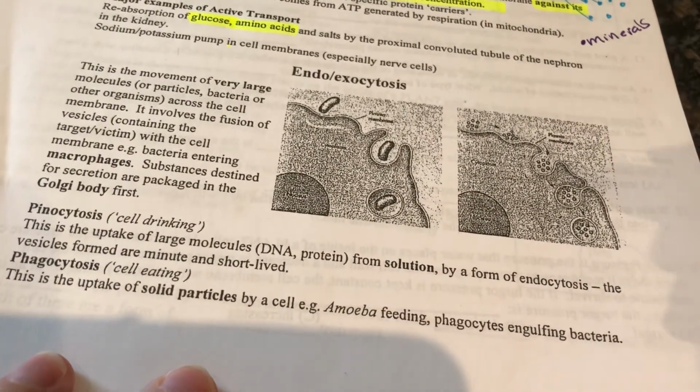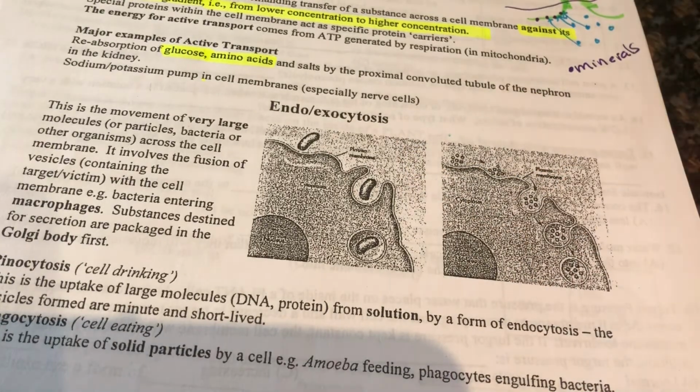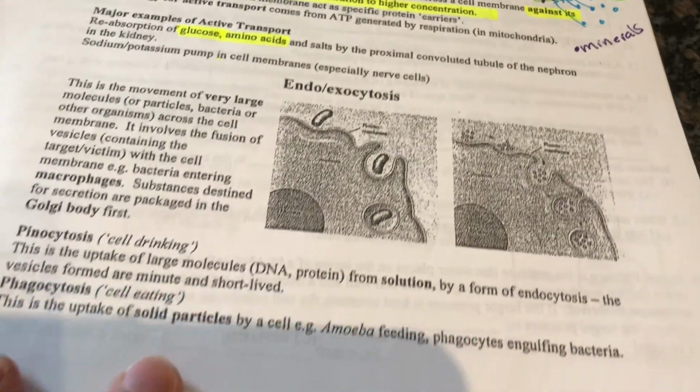So this is the movement. When we get to endo and exocytosis now, these are two different types of active transport. Okay, so if you recall on that diagram, I showed that to you. What you need to know is that these use vesicles to bring certain substances in.